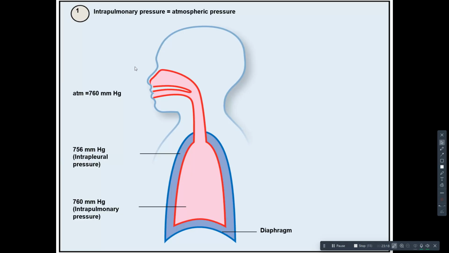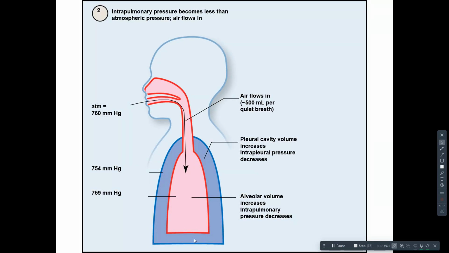So in this situation, notice that atmospheric pressure and intrapulmonary pressure are the same, so no air is going in, nor is any going out. Notice also the muscular diaphragm is in a curved state. That means it's relaxed. When the diaphragm contracts, it goes down. Notice how the diaphragm is now flattened out.